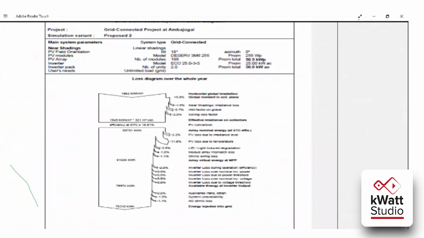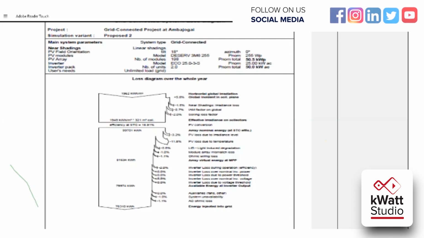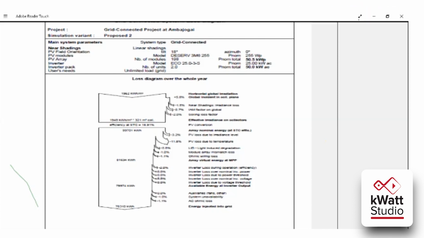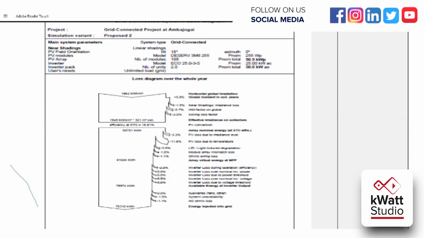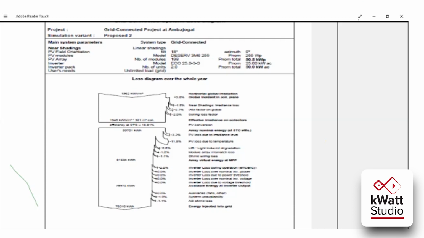Then next, this is nothing but your loss diagram. In this loss diagram, each and everything will be mentioned, like near shading losses, irradiation losses, IAM losses, soiling loss, PV conversion loss, MPPT loss, temperature loss, LID loss, ohmic wiring loss, inverter loss, auxiliary loss, and system unavailability. System unavailability means the power outage, and if any maintenance work is going on, that is also considered while designing your system. So all these facilities are given in PV-System software.